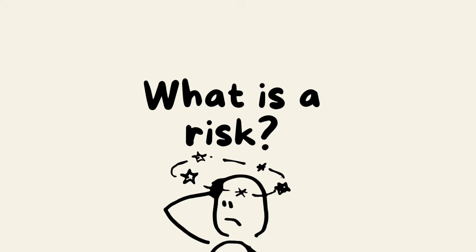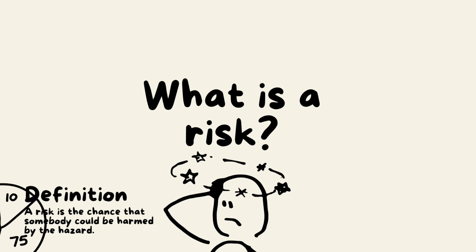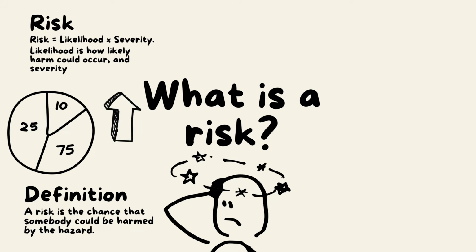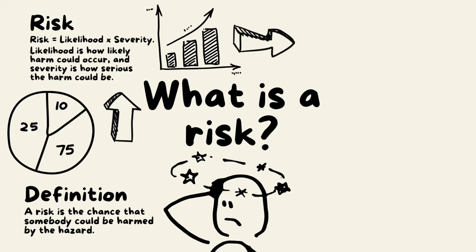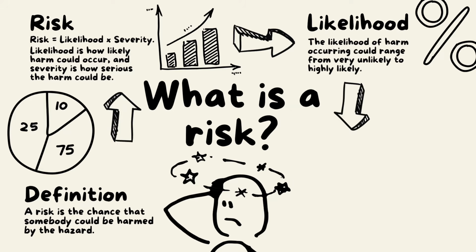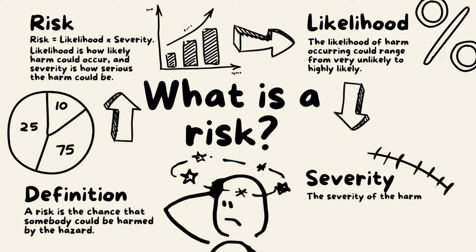What is a risk? Definition: a risk is the chance that somebody could be harmed by the hazard. Risk equals likelihood multiplied by severity. Likelihood is how likely harm could occur, and severity is how serious the harm could be. The likelihood of harm occurring could range from very unlikely to highly likely. The severity of the harm could range from minor short-term harm to major life-changing injuries or death.